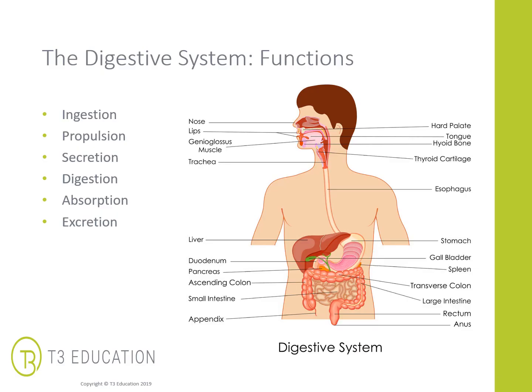First of all, let's talk about the functions. So ingestion is first up on our list, which is really about taking in all of the things that we need in our body, whether that be nutrients, fats, proteins, all the vitamins, minerals and liquids, in particular water, that we need in the body. It enters through the mouth, and this process of ingesting food through that system so that it can be absorbed by the body is called ingestion.